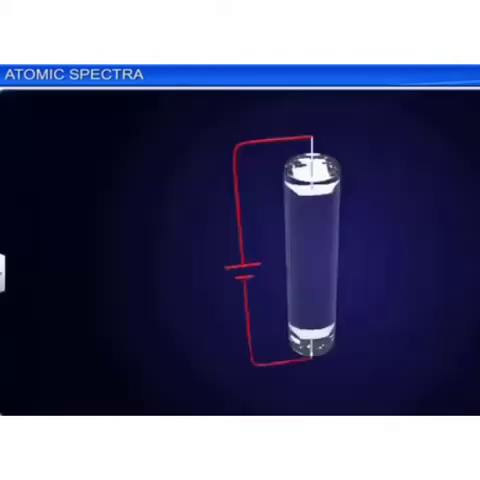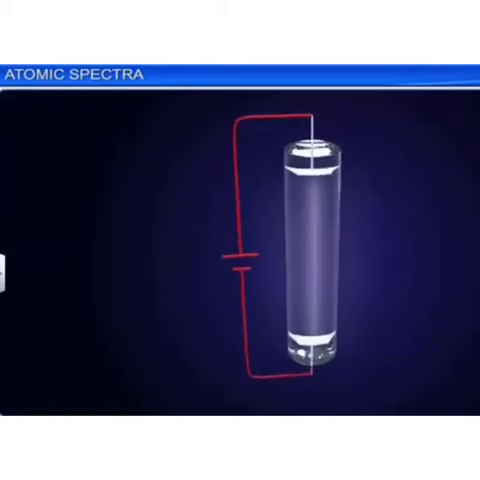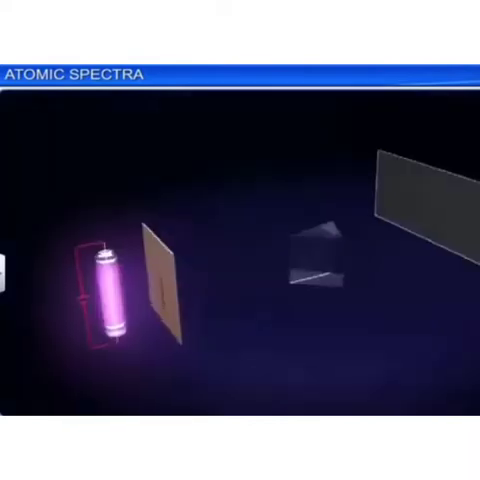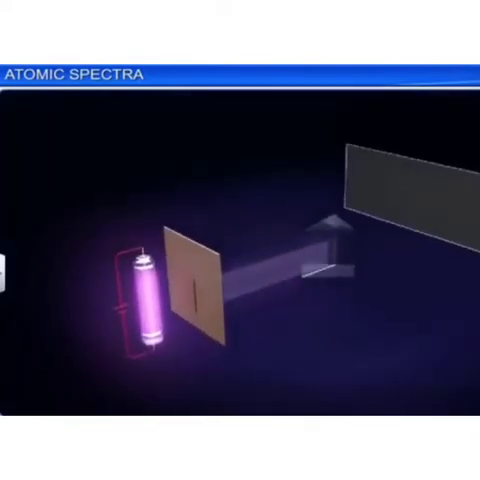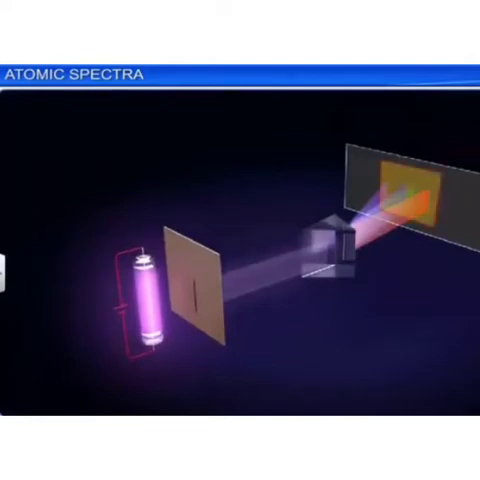Similarly, when hydrogen gas, which is enclosed in a sealed tube, is heated to high temperatures, it emits radiation. When this radiation is passed through a prism, we obtain the hydrogen spectrum. This spectrum is not a continuous spectrum. It consists of some sharply defined discrete wavelengths. For example, the spectrum consists of light of wavelengths 6563 angstrom and 4861 angstrom in the visible region.